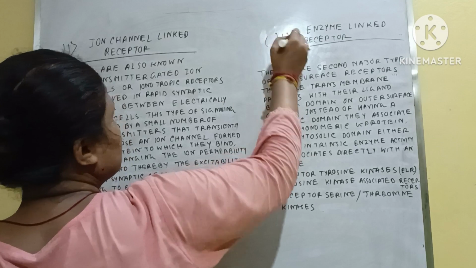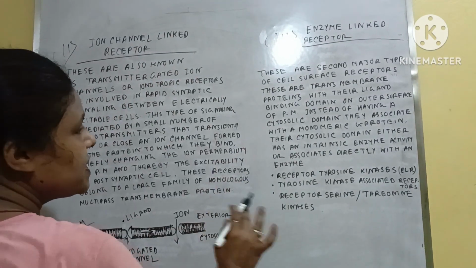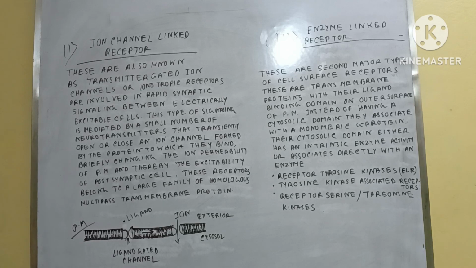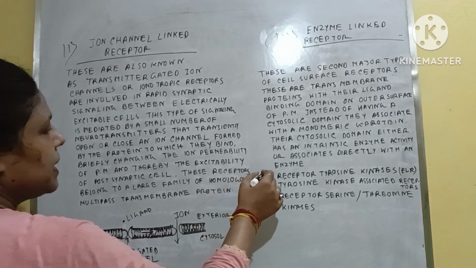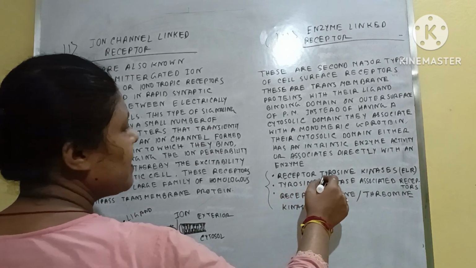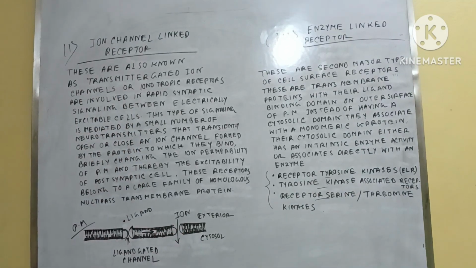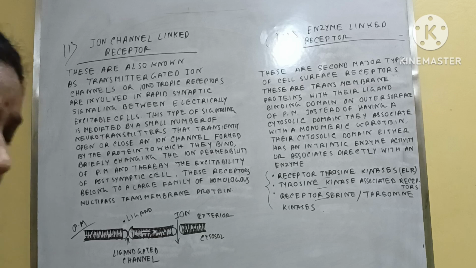In the case of enzyme linked receptors, there are three types of receptors present. Here we will just learn their names, and in the next video I will describe each of these receptors. So first we will learn about the ion channel linked receptor.